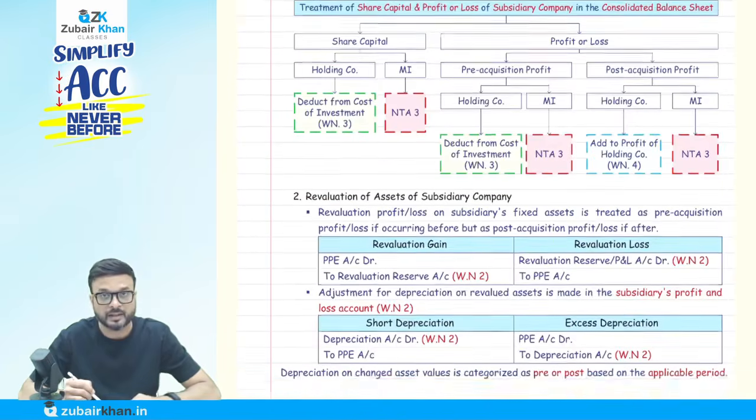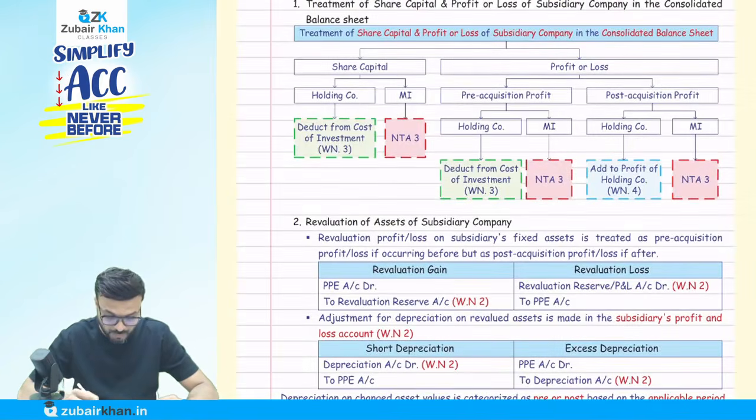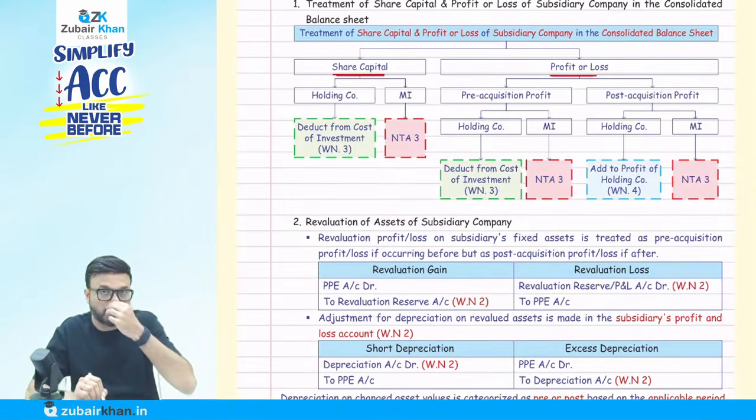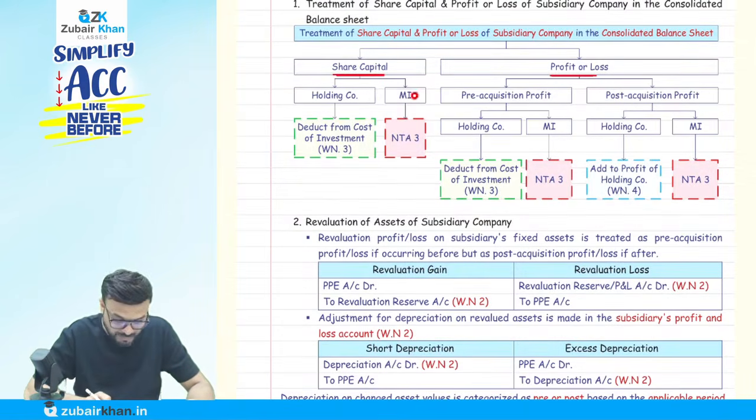Same here now. This is the profit they are talking about. So this is the profit that they have. Okay, this is the pre-acquisition profit, and we are talking about the share capital. So for share capital, what we have to do is: whatever ratio belongs to the minority interest will go to notes to account number 3, because notes to account number 3 is on minority interest. And whatever belongs to the holding company will be deducted from the cost of investment. That is working note number 3. Always like that.